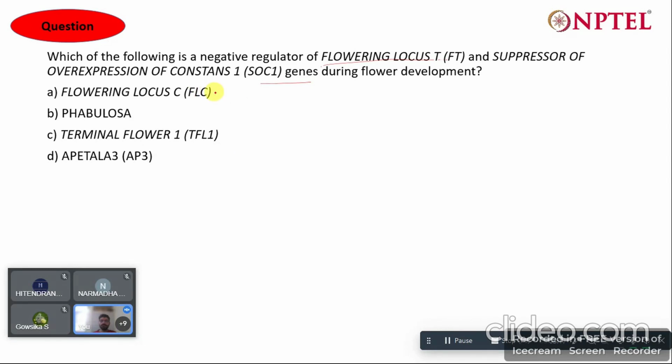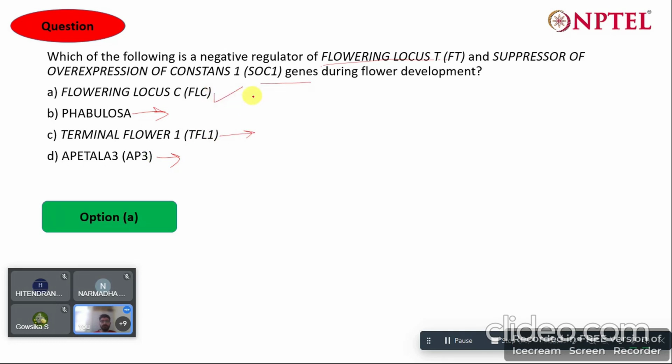So the correct answer is option A. And fabulosa, as you know, is involved in organ polarity, and TFL1 is involved in the maintenance of the SAM, and it inhibits flowering. And AP3 is the gene that is involved in floral organ development.